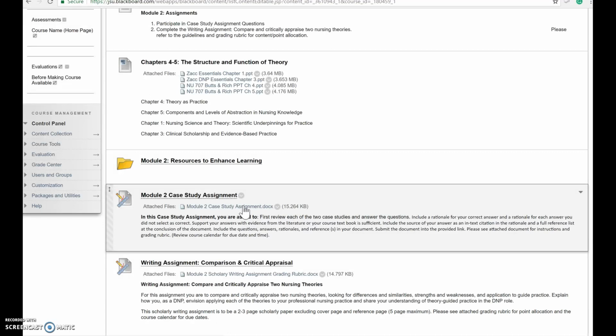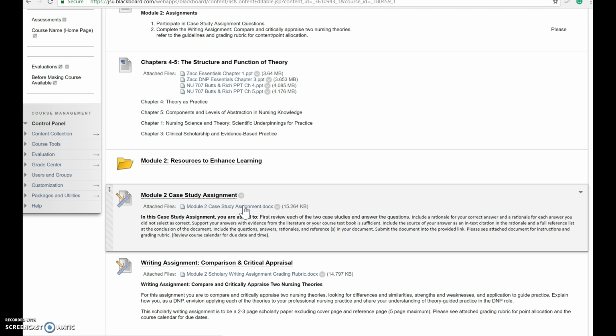You're going to include a rationale for your correct answer and a rationale for each answer you did not select as correct. You're going to support your answer with evidence from the literature. The course textbook is sufficient, so if you want to support your answer, include the rationale from your text. Include the source of your answer as an in-text citation in the rationale, and then include a full reference list at the conclusion of the document.